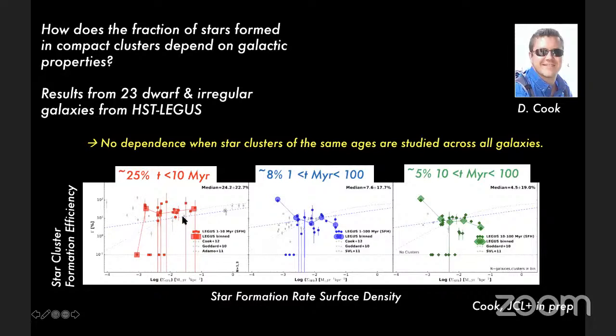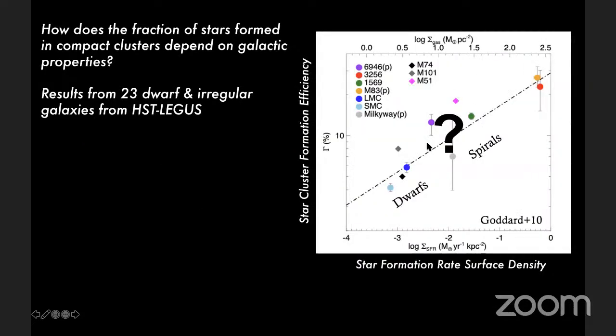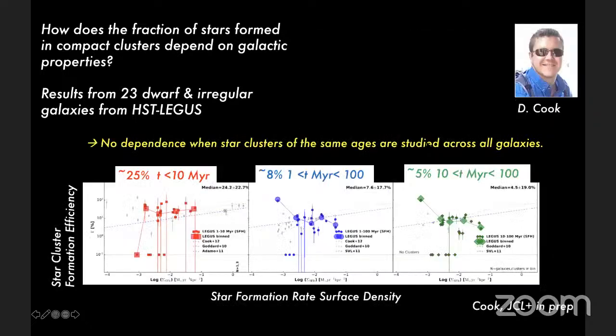And each individual point here represents an individual galaxy. So the fraction of stars in clusters decreases from 25% for the youngest objects, less than 10 million years old, to about 5% when considering older clusters with ages between 10 and 100 million years. You can see again that there are no real trends here. They're pretty much flat as a function of sigma SFR, the star formation rate surface density.